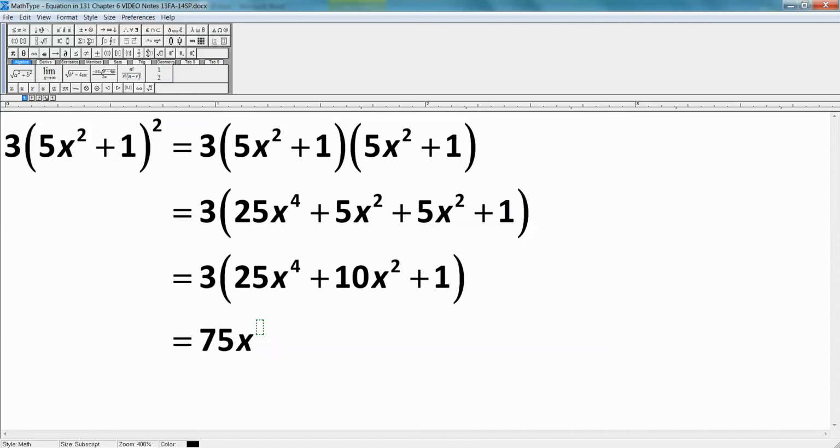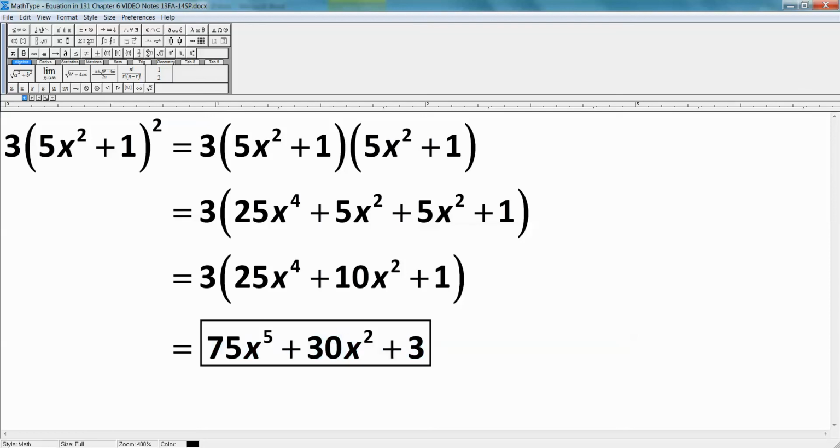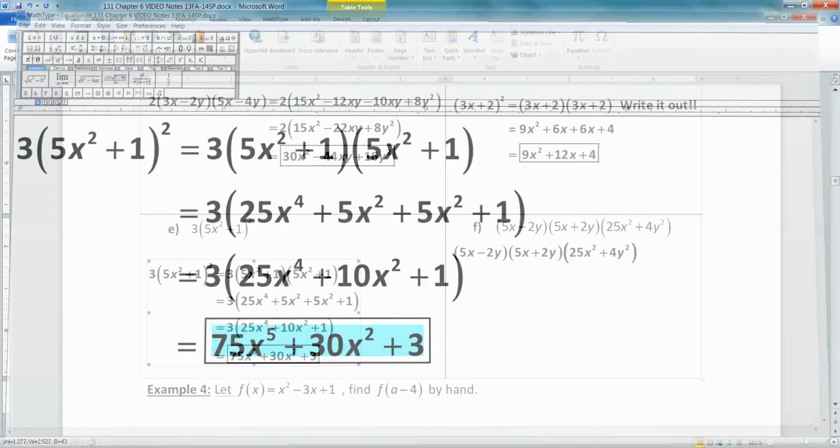So that's 75x to the 4th plus 30x squared plus 3. And I think we're good. Done with that.